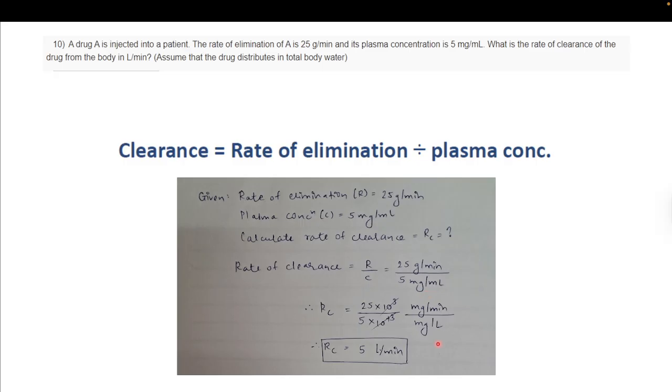If you do the correct unit conversion, you will get the answer as 5 liter per minute. And if you look at the answer that is correct, it ranges from 4.8 to 5.2, so anything that falls in between this range is the correct answer.